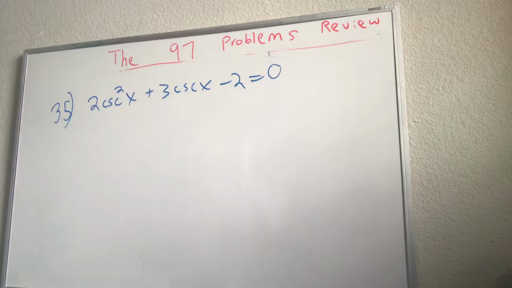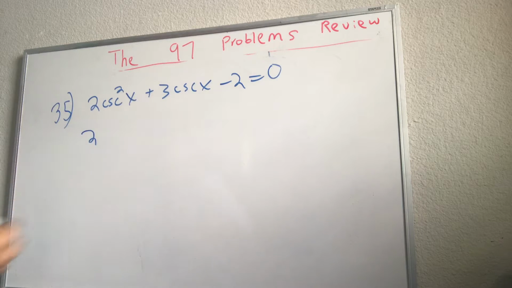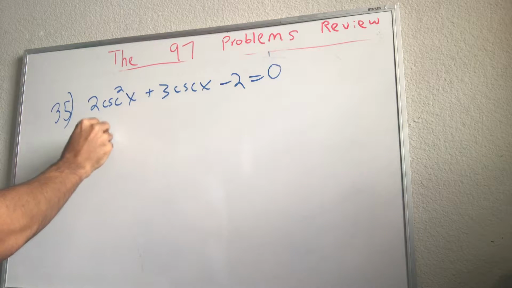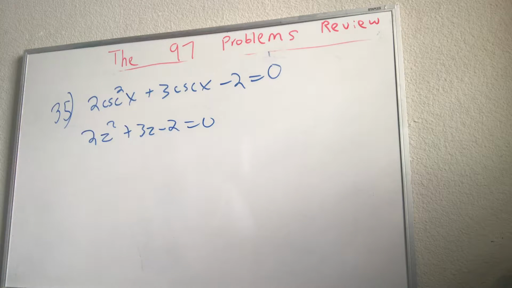Here we have question number 35. It states that 2 times cosecant squared of x plus 3 times cosecant of x minus 2 is equal to 0. First thing I would do is say cosecant of x is equal to z, so 2z squared plus 3z minus 2 is equal to 0. Look for two values that have a product of -4 and a sum of 3. In this case, we're looking at something like 4 and -1.